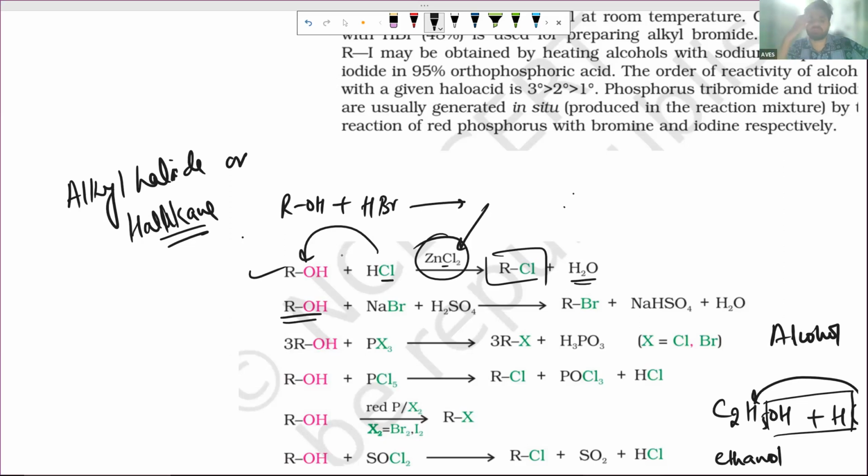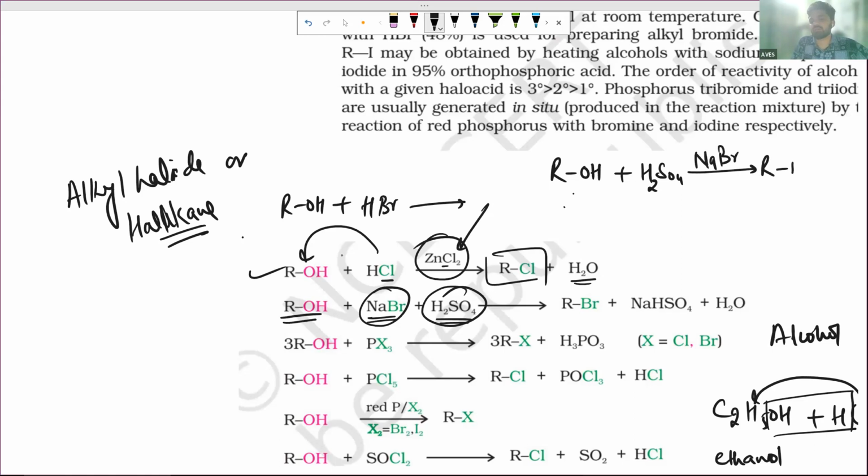The second is alcohol preparation: with the help of alcohol we can prepare it. First, alcohols react with sodium bromide in the presence of H2SO4. For example, if we need to add a bromine group here, we will take NaBr, sodium bromide, and H2SO4, sulfuric acid. In place of ZnCl2 here it should be NaBr. So it will give you RBr plus water plus NaHSO4. You have to memorize these reactions.